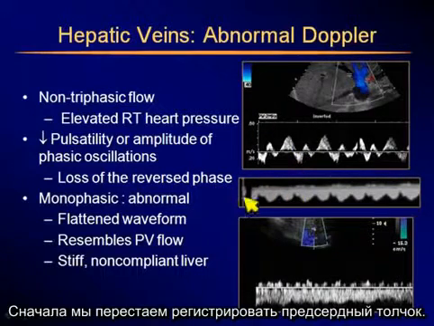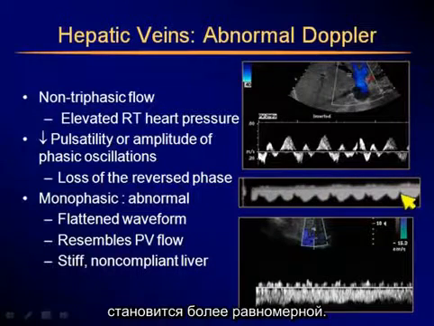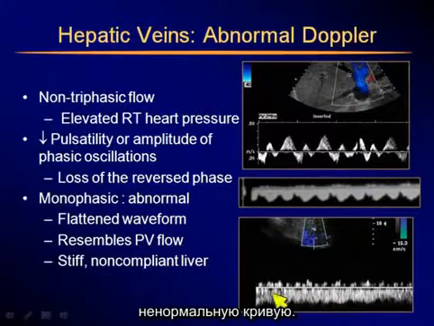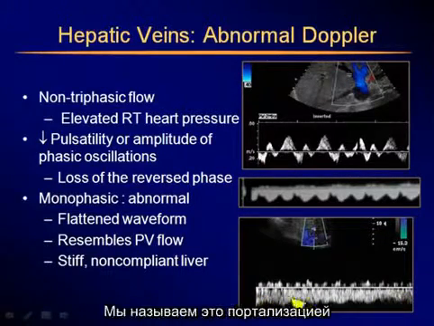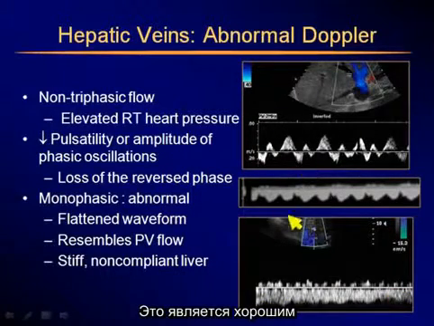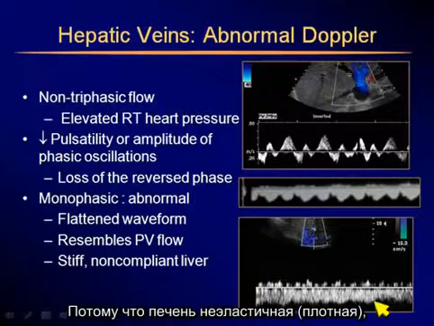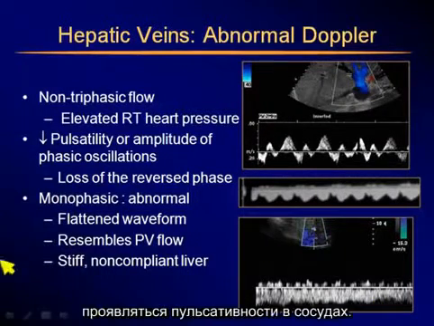We lose that first, and then the whole waveform starts to be more dampened, eventually turning into a monophasic abnormal waveform that is flattened and actually almost resembles a portal vein flow. We call this portalization of hepatic venous flow. So it should be a nice pulsatile pattern, and all of a sudden now it's flat. It's because the liver is stiff, the liver is non-compliant, and does not allow this wave to be reflected in the vessels.